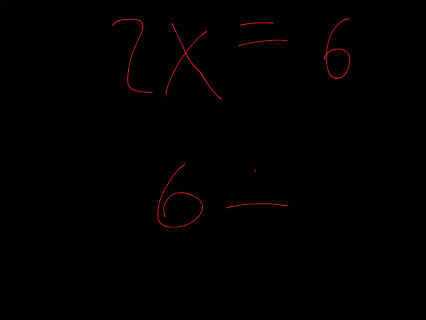Our first problem is 2x equals 6. The way to solve for this is to do the inverse operation, which is multiplication. In this case it is division. So it's 6 divided by 2 equals 3, and that's the answer for x.